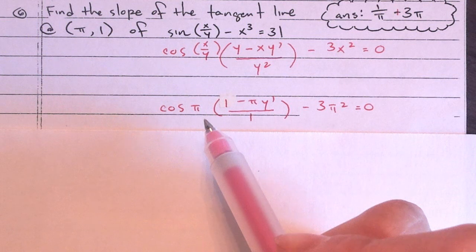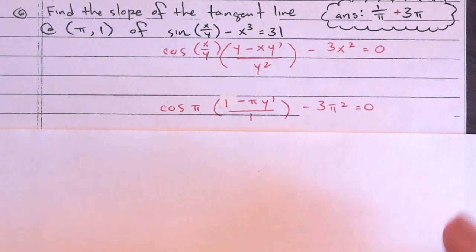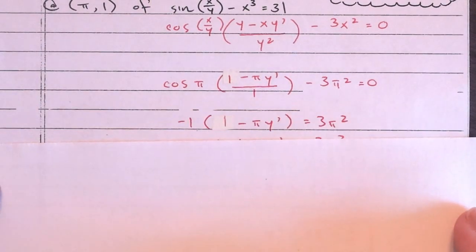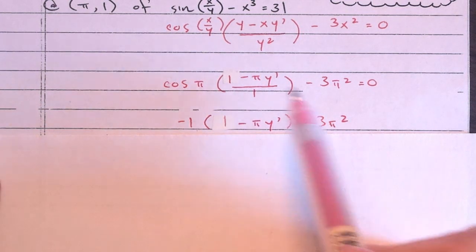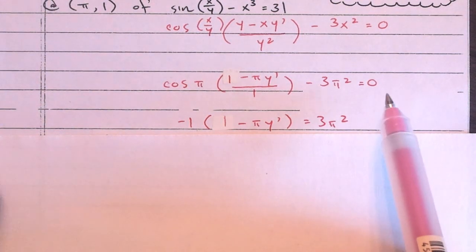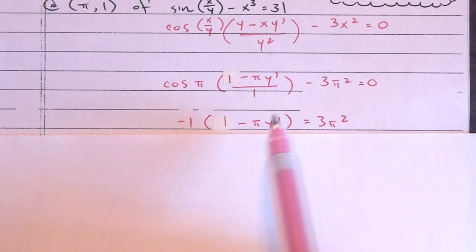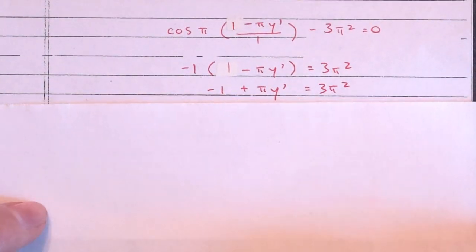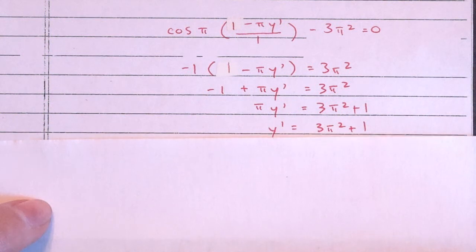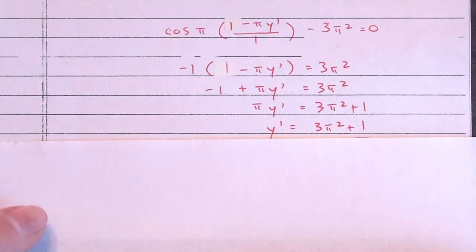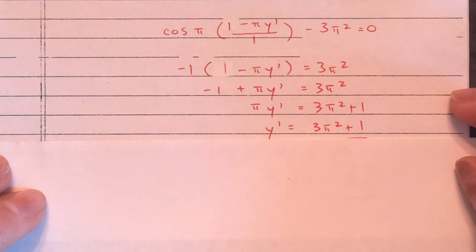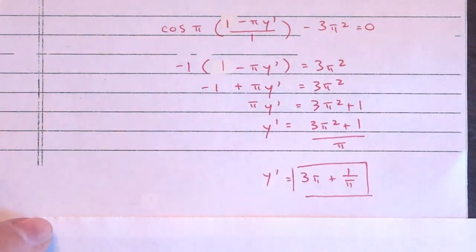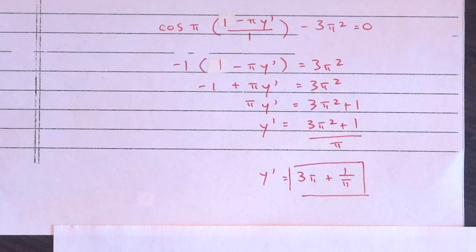What is the cosine of pi? You have to think about your unit circle. The cosine of pi is -1, and then you move that to the other side, because eventually you want to solve for y prime. However you're going to do it is fine. So there's y prime. And then final answer, basically.